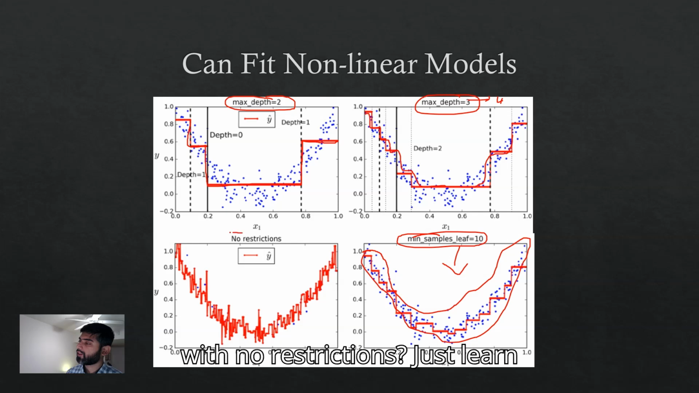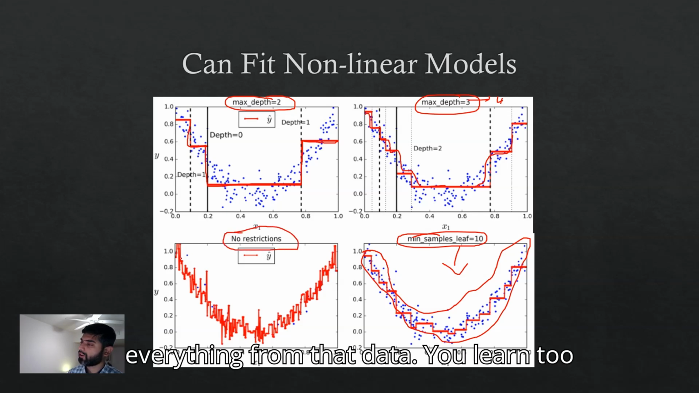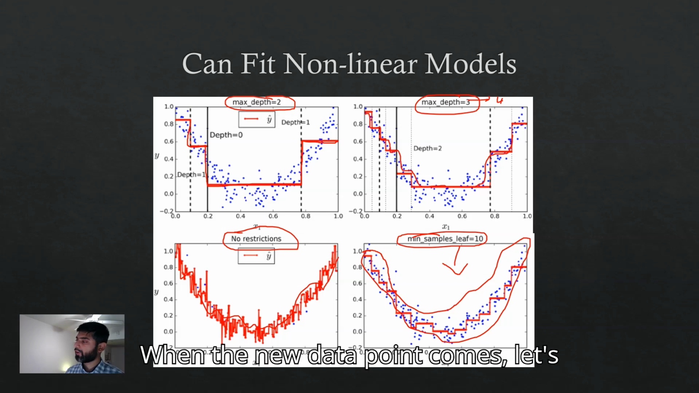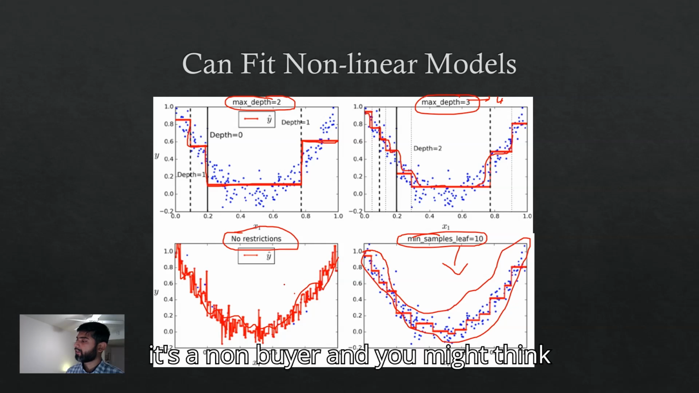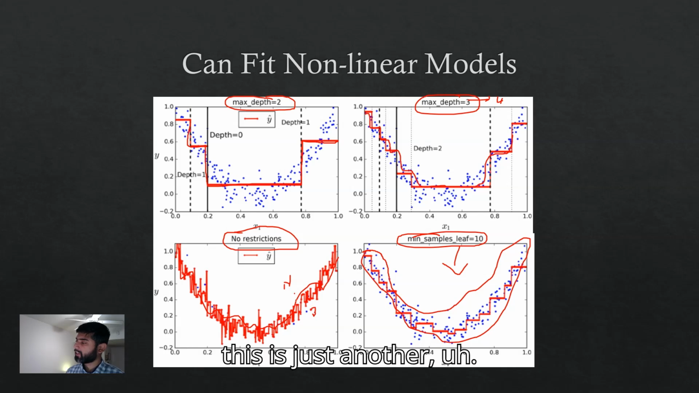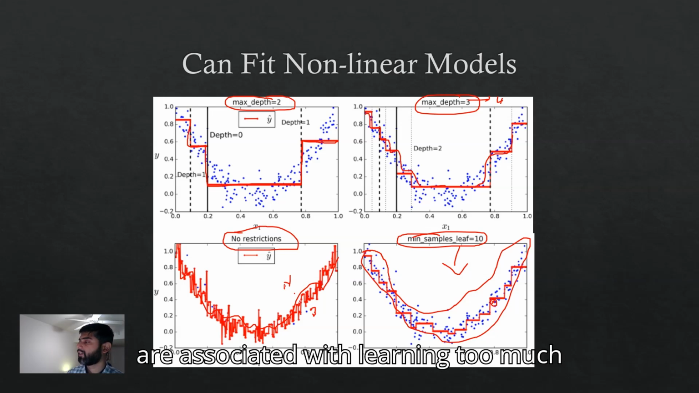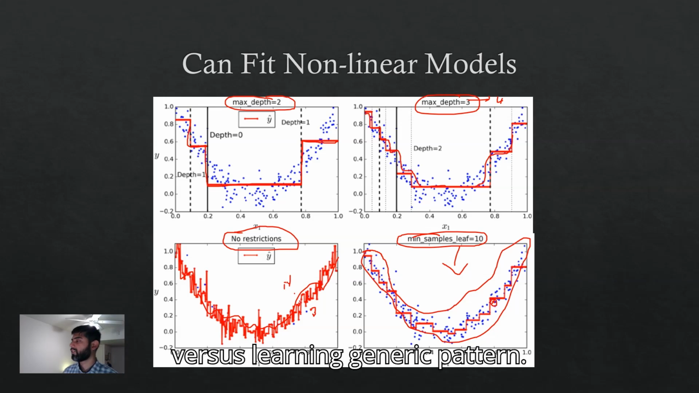What if you learn with no restrictions? Just learn everything from that data. You learn too much. You practically plot exactly the current data set. When a new data point comes, let's say here, you might think it's a non-buyer and you might think this person is a buyer. But in reality, it might just be here, instead of you thinking it to be a little bit above. Those are the problems associated with learning too much versus learning a generic pattern.